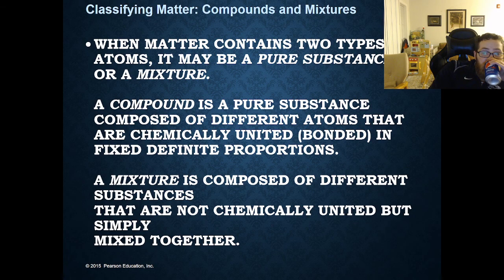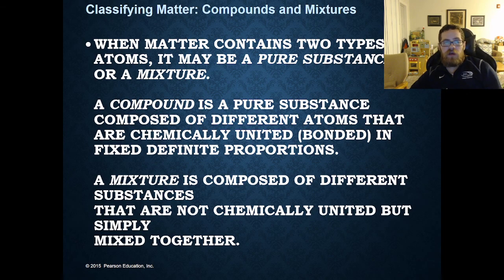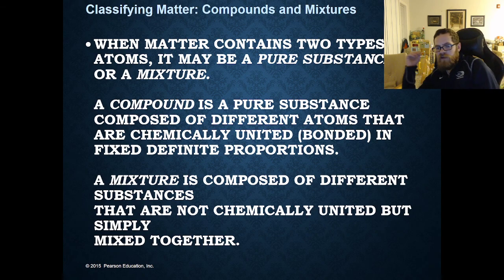So, if matter has two types of atoms, it might be a pure substance. Why did I put this in all caps? That's obnoxious. Or it might be a mixture. If it's a pure substance, it's a compound, and those are ones that are chemically bonded together. However, a mixture is different substances that are not chemically bonded. They're just physically combined.